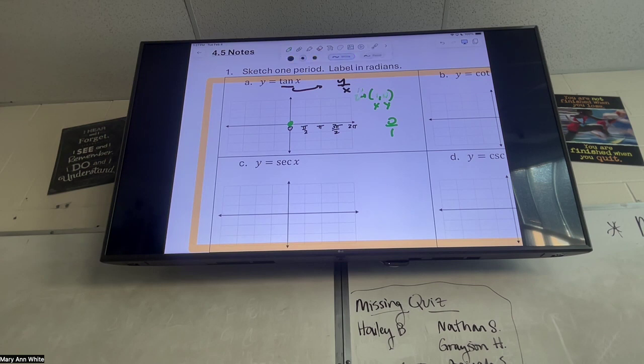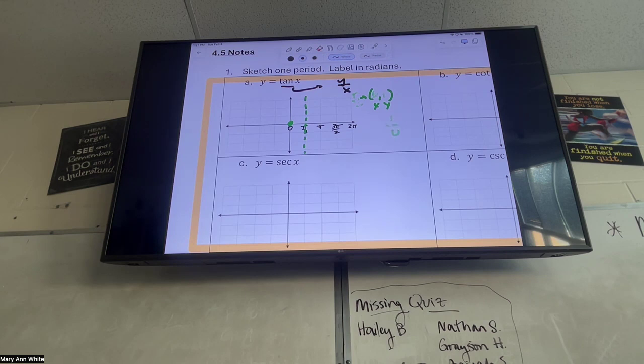When I do my 90 or my pi over 2-degree angle, that point now is 0, 1, correct? So when I do my tangent of that, y divided by x, what is 1 over 0? Undefined. Do you know how I show undefined on my graph? We're going to do a vertical asymptote. Which makes sense, right? Remember when we did our rational functions earlier this year, like the C curve, the vertical asymptote was where my denominator was 0. So vertical asymptote.